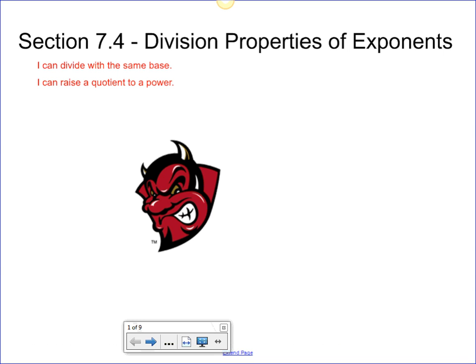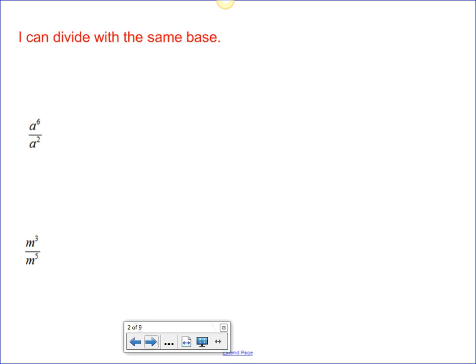Okay, today we're looking at section 7.4, which is division properties of exponents. Hopefully by the end of this lesson you can say that I can divide with the same base and I can raise a quotient to a power. So first of all, I can divide with the same base.